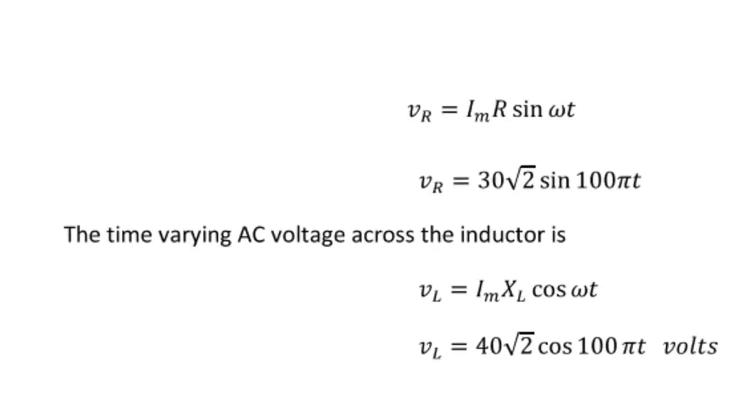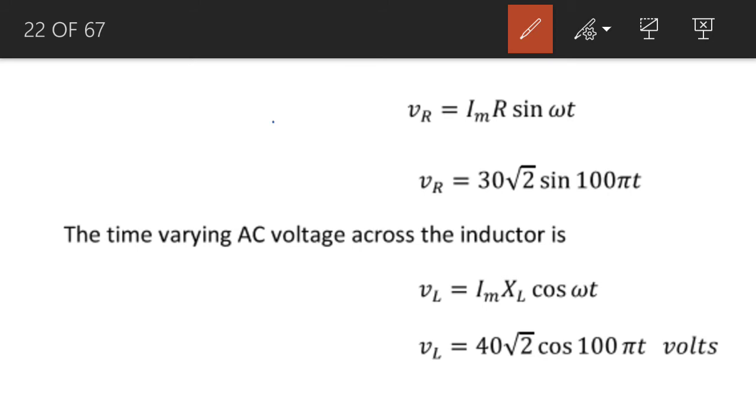And we calculate VR. So we calculate VR with the help of this particular equation. We know that VR is equal to Im R into sine of omega t. You see, Im is known, resistance is known, and omega is known. If we put the values on the right hand side of this equation, the voltage across the resistor is equal to 30 under root 2 sine of 100 pi t.